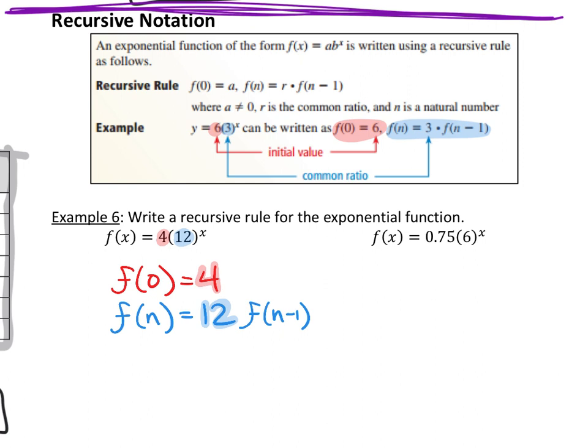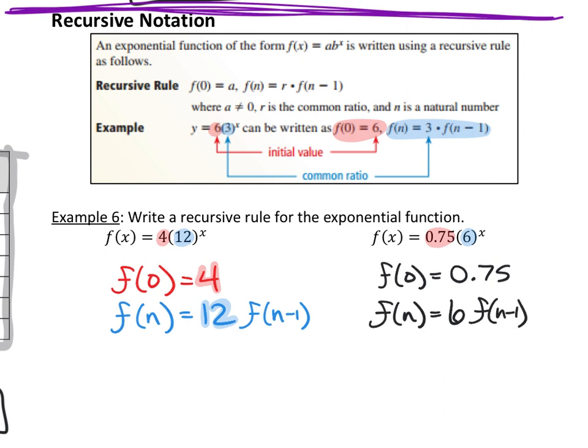Write a recursive rule for the exponential function. So this problem looks like this. We would say f of 0, so the first term is 0.75, and the next term is 6 times the previous term, which just gives me a pattern and a place to start. We start at 0.75 and we multiply by 6 to find the next term, and the next term, and the next term. That's what this means.